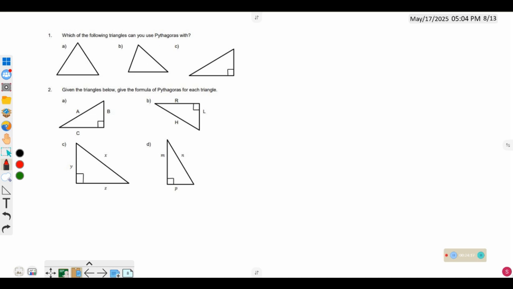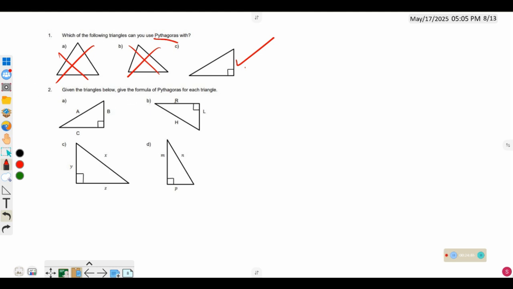Now let's see. Which of the following triangles can you use the Pythagoras theorem with? This looks like there's no 90 degrees. This cannot be 90. That cannot be 90. This cannot be 90. So there's no 90 degree angle in any of those. So you can't use the Pythagoras theorem here. Same reason even for that. But for this one, yes, you can, because it's a right triangle. Pythagoras theorem only works on a right angle triangle, right?